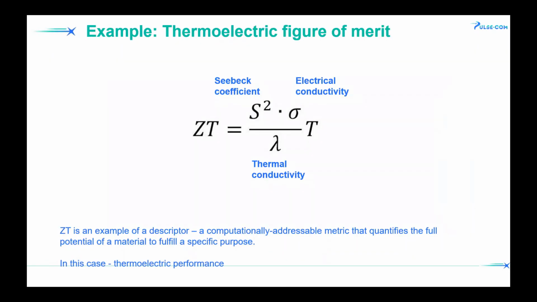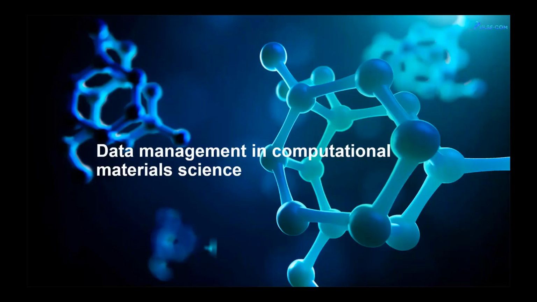But a few more words about the thermoelectric figure of merit. It depends, as I said, on the electrical conductivity and the thermal conductivity by way of three properties: the Seebeck coefficient, the electrical conductivity, and the thermal conductivity, all multiplied by temperature. And this is an example of a descriptor. A descriptor is a computationally addressable metric that quantifies the full potential of a material to fulfill a specific purpose. That means if you are looking for a good thermoelectric material, you just look for a material that maximizes the thermoelectric figure of merit. And it's important for machine learning to find such quantities that can be assigned to our data as sort of metadata, so you can search for them and compare the properties between different materials.